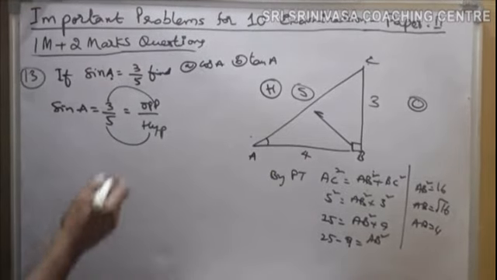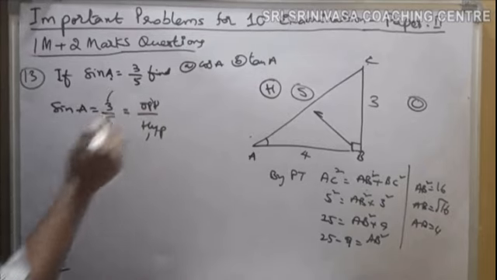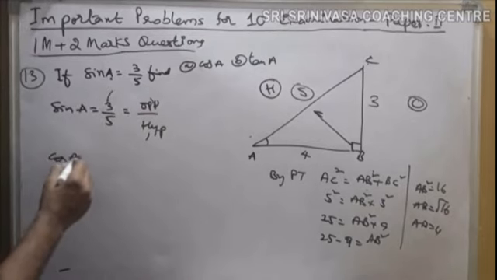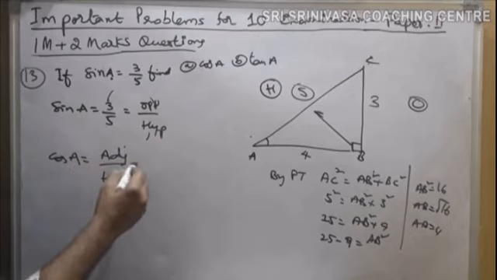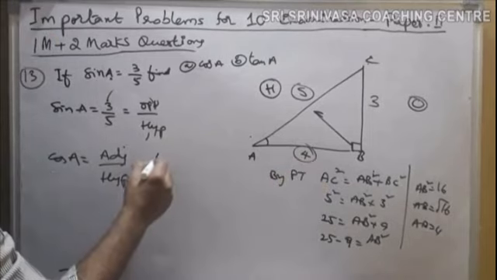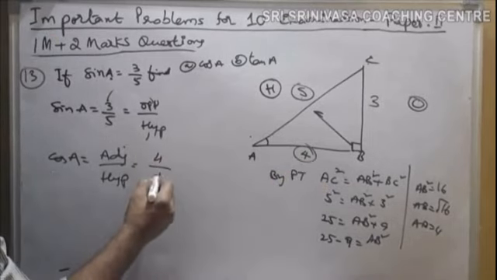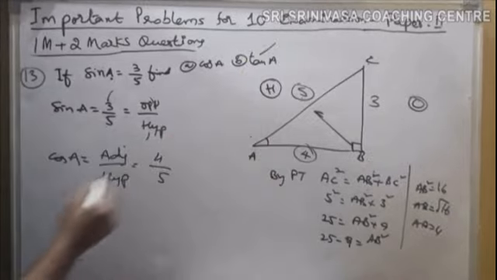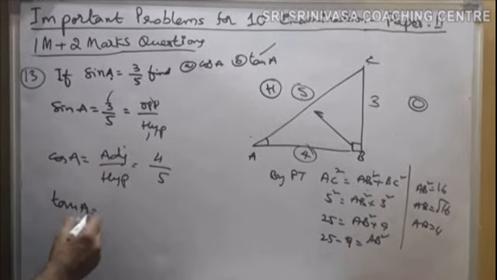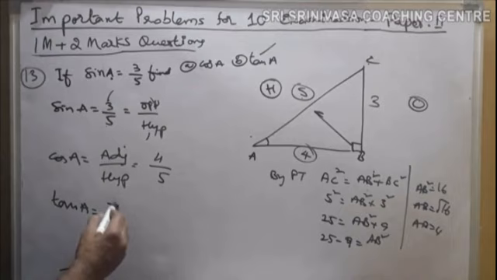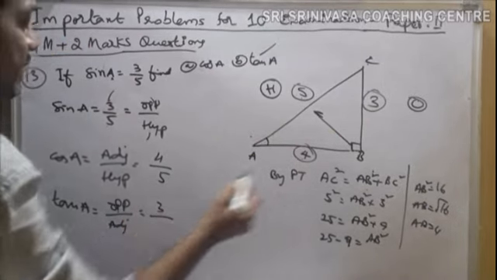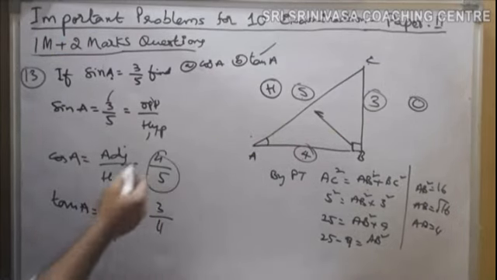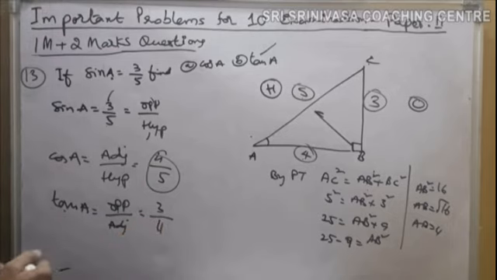Once you know the third side, let us go further. The question is asking to find cos A. Cos A, already you know, is adjacent by hypotenuse. The adjacent value is here 4, and the hypotenuse here is 5. Next I'll go for tan A. The tan A, already we know, is nothing but the ratio of opposite and adjacent. So the opposite side is here 3 and the adjacent is 4. So cos A is 4 by 5 and tan A is 3 by 4.